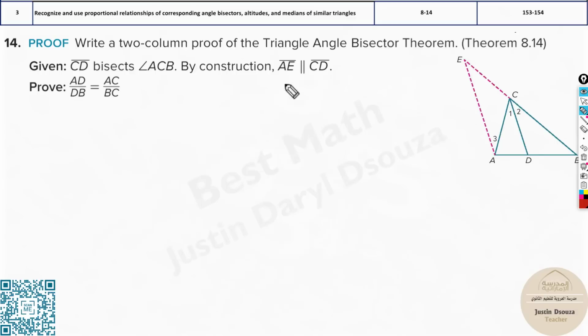They have given the figure here and they have told us CD is bisecting. See, this is very important. It bisects angle ACB, so angle 1 and angle 2 are equal. By constructing AE, which is parallel to CD, these both lines are parallel to each other. Now we need to prove AD divided by DB is equal to AC divided by BC. Where is BC exactly? This is B and C, this one.